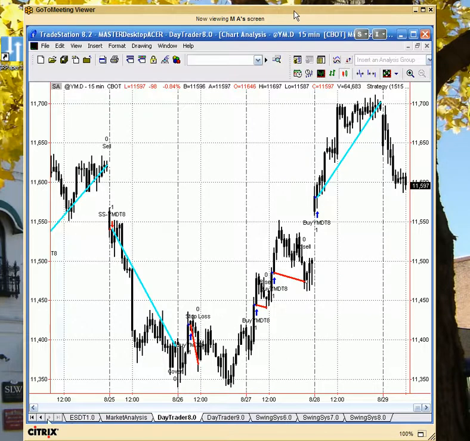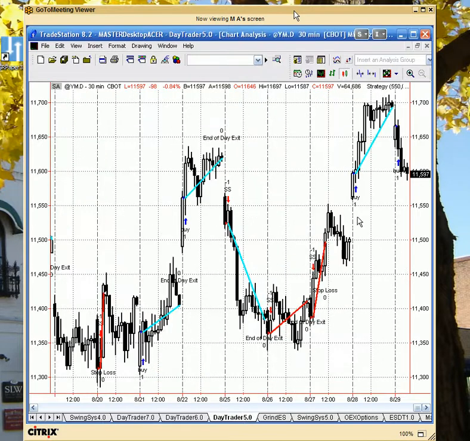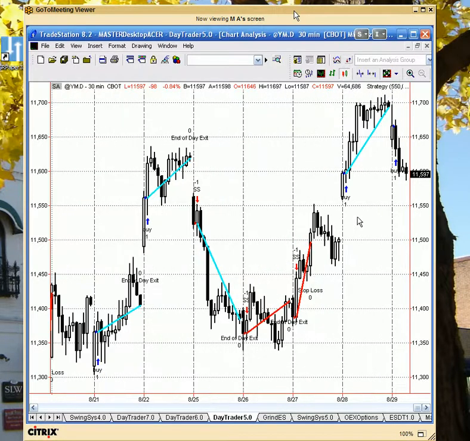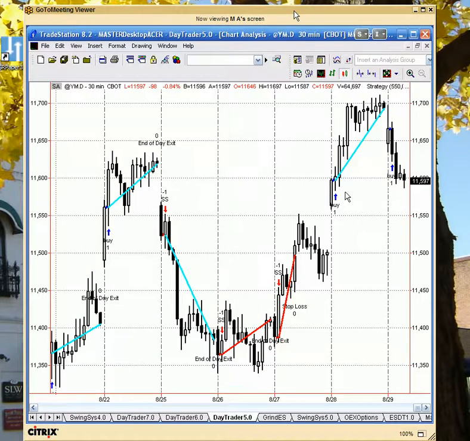Let's see, the ES Day Trader 1.0 didn't trade. The Dow Day Trader 1.0 didn't trade as well. Let's see some of the ones that did trade. The Day Trader 5.0 did participate very nicely yesterday. As you can see, buying at 600 for a nice 100-point move. It has been a little choppy for the Day Trader 5.0, but it continues to outperform.